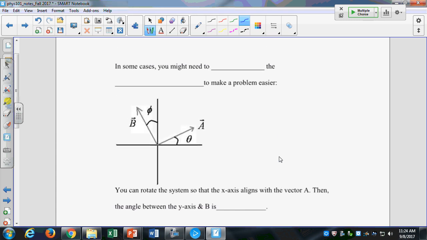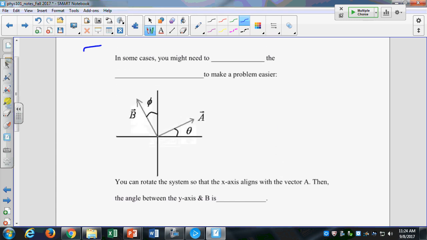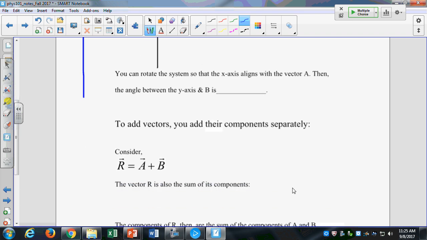We're going to skip this little section right here. It's important, but it's not important until we get to chapter 4. And so as to not overload you too much, we're just going to skip down to where the line is, about rotating the coordinate system. Okay?